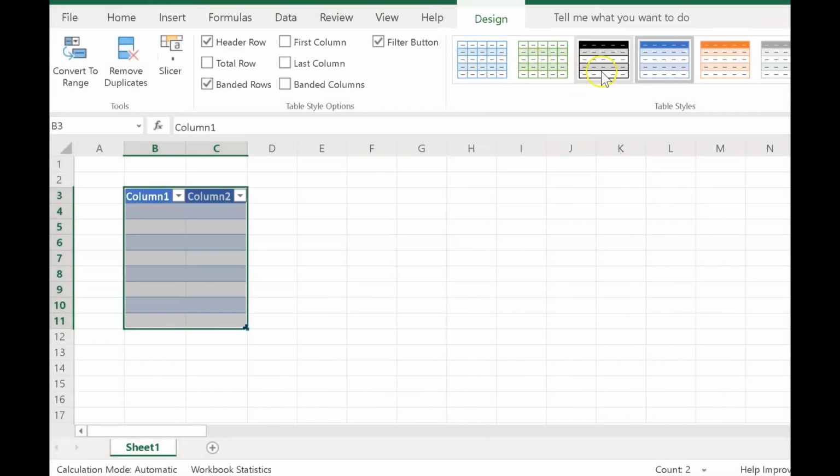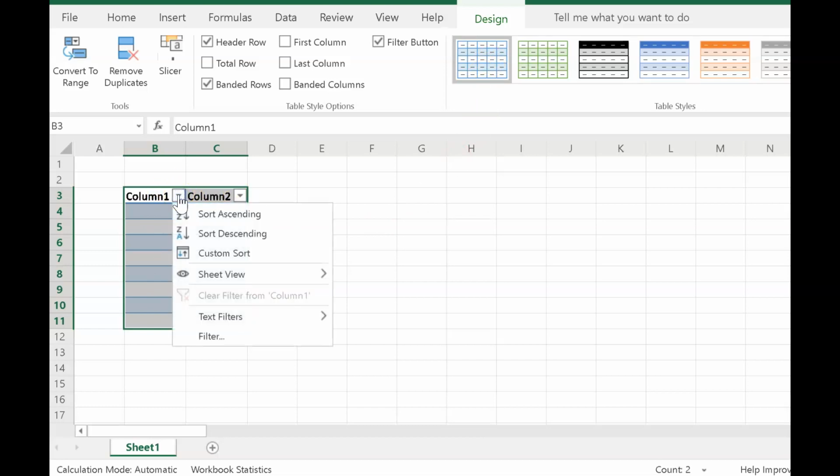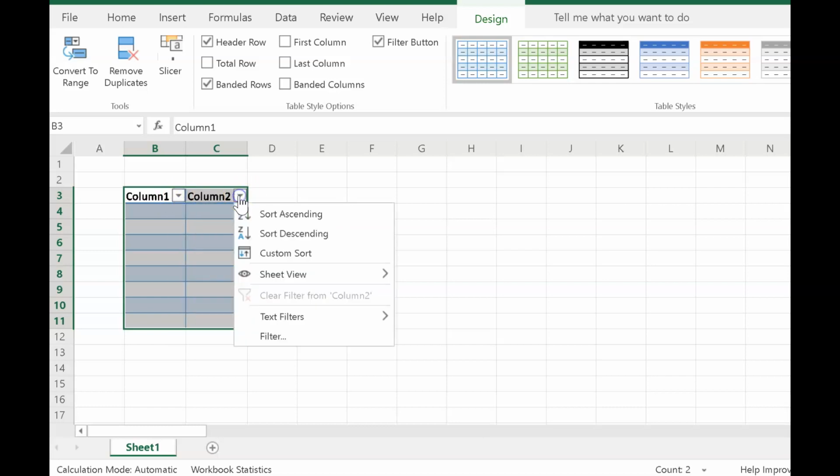Now I can pick different designs. I do like a blue color, and maybe this is not a bad design. But maybe I will go with this one, right? Okay, so here's my table, column 1 and column 2. I can also sort it if I would like to.